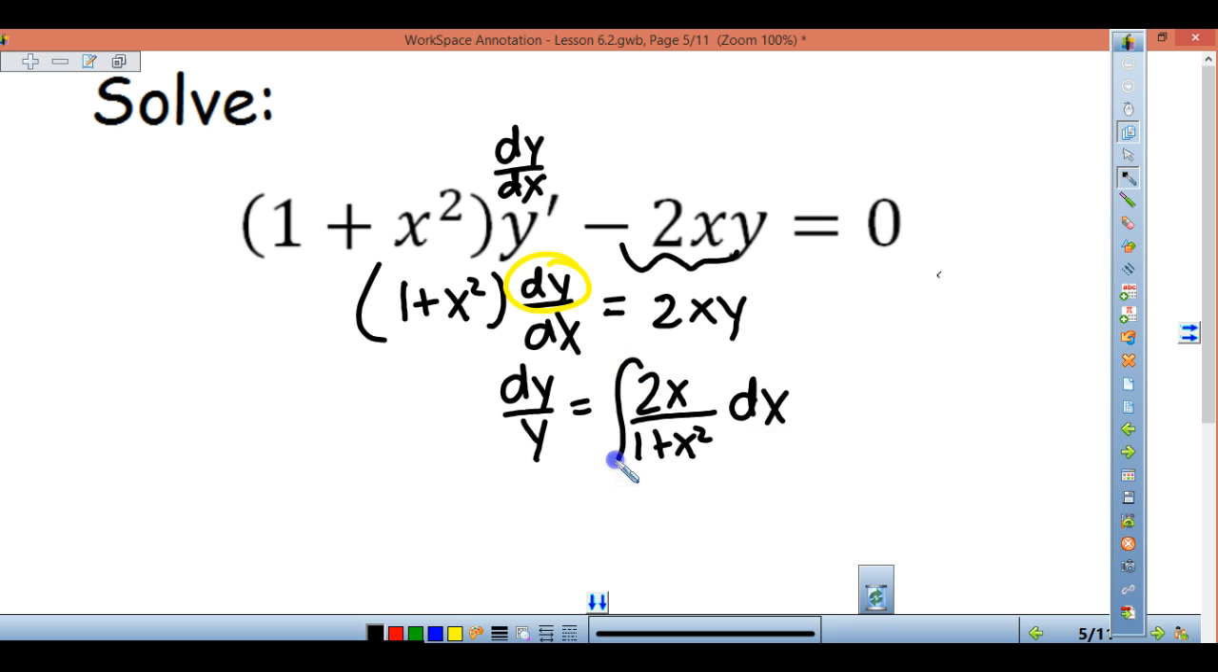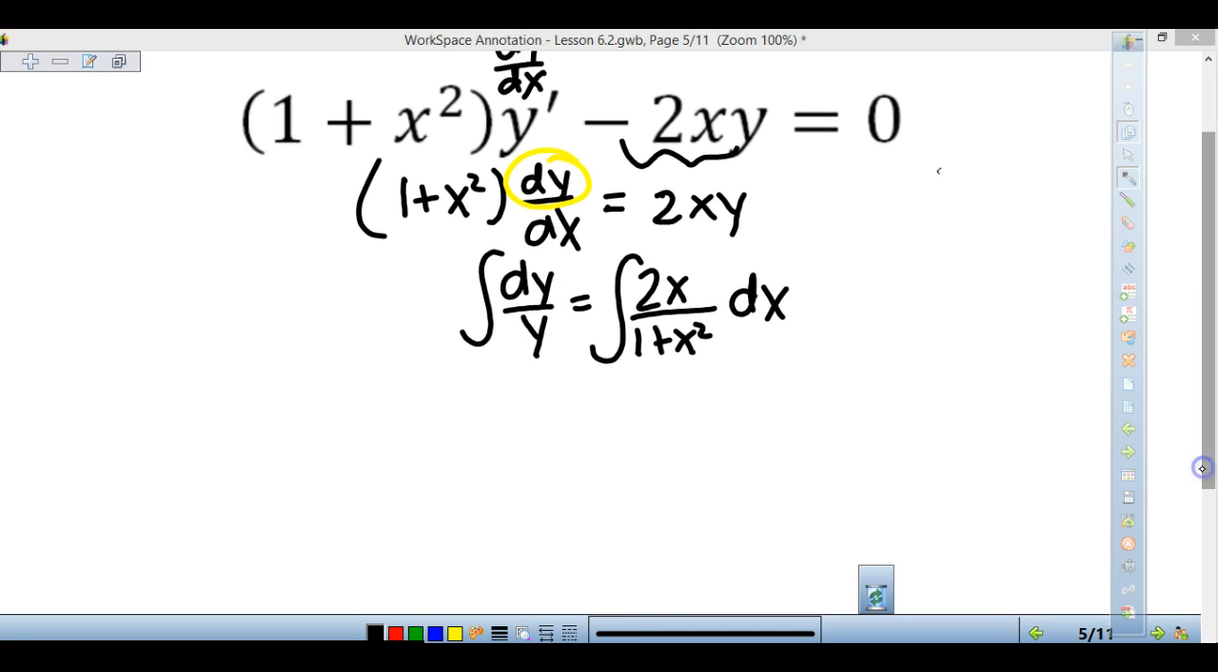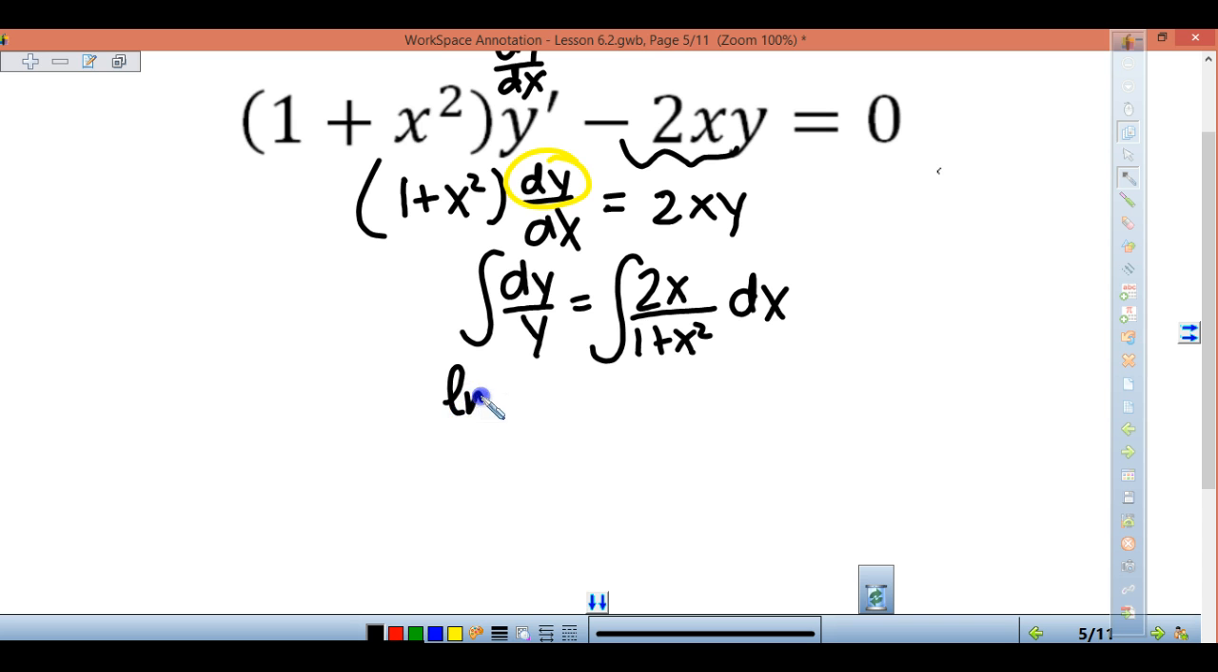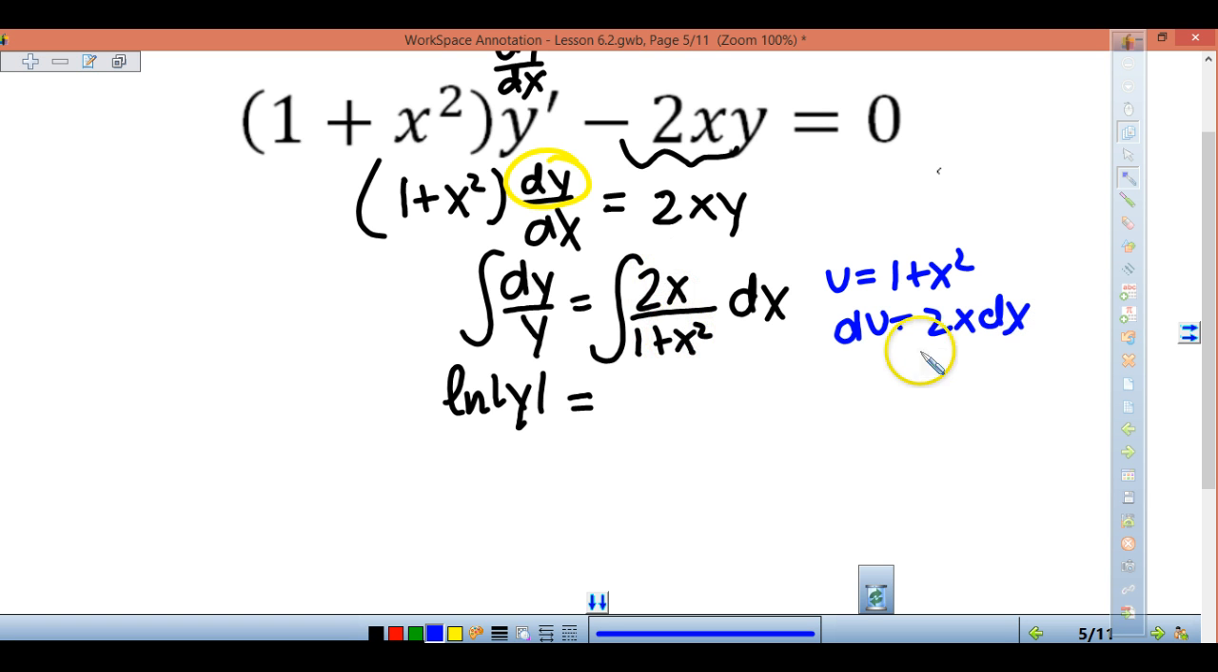Now I have it in a proper form that it's some type of a product or quotient with dy or dx on both sides. So I go ahead and integrate each side. This is natural log of y. This is a small u sub here, so with your u being 1 plus x squared, the derivative of that being 2x dx, I have the 2x, so that's good. So this is a 1 over u du as well. So this side will be natural log of u, so 1 plus x squared plus c.